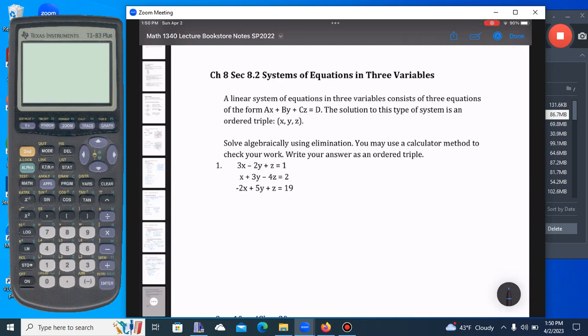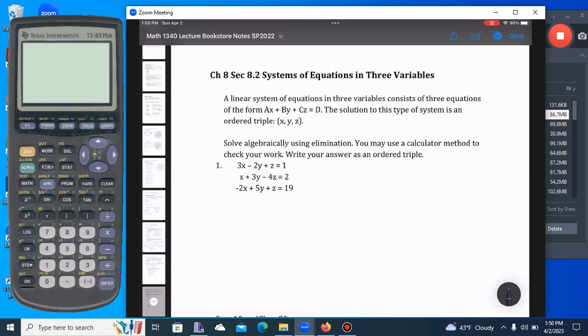So looking at this, I can eliminate x when I use the top two equations by multiplying the bottom one by negative 3. Or I can eliminate x by using the bottom two equations and multiplying the middle one by 2. So that's what I'm going to do.